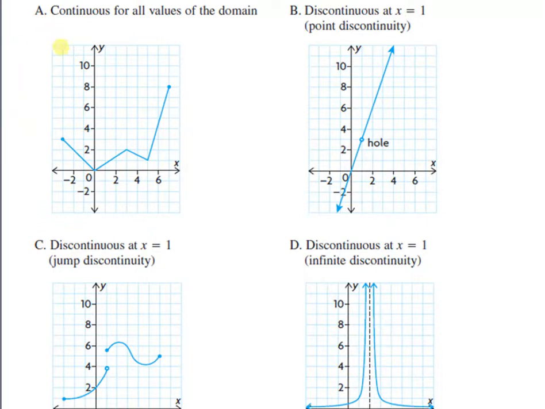If we take a look at graph A, we can put our pencil down and trace it without lifting our pencil. Beautiful, it's continuous. B is a point discontinuity, because we'd have to pick up our pencil because there's a hole, and then put our pencil back down and continue drawing our line. So there's a discontinuity here at x equals 1, and this is a point discontinuity.